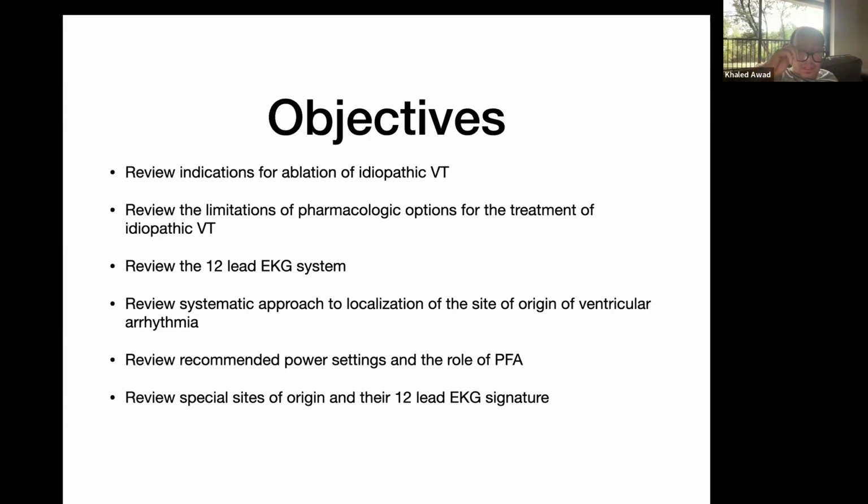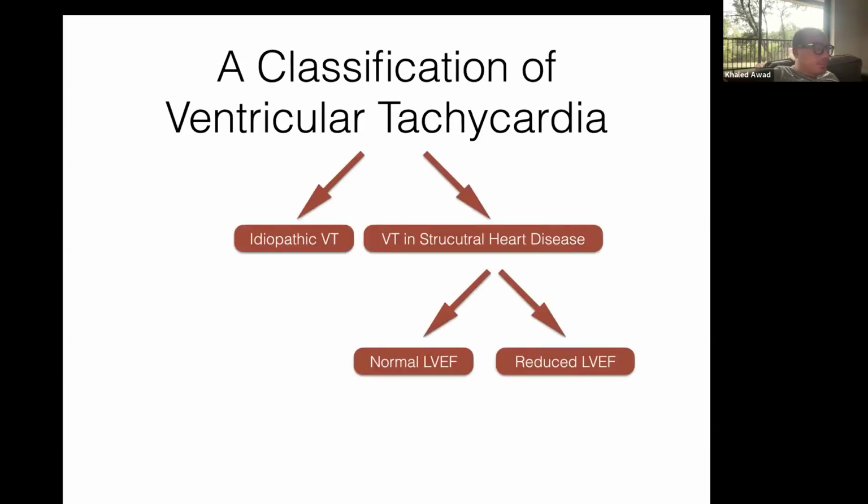Our objectives today are to know the indications of ablation of ventricular tachycardia, review the limitations of pharmacologic options for the treatment of idiopathic VT, review the 12 lead EKG system and how to use it to localize events in the heart, and develop some systematic approach to the localization of the site of origin of ventricular arrhythmias. We'll touch base a little bit on the recommended power settings and the role of PFA, and the special sites of origin for ventricular arrhythmias, particularly idiopathic ventricular arrhythmias, and where to target them.